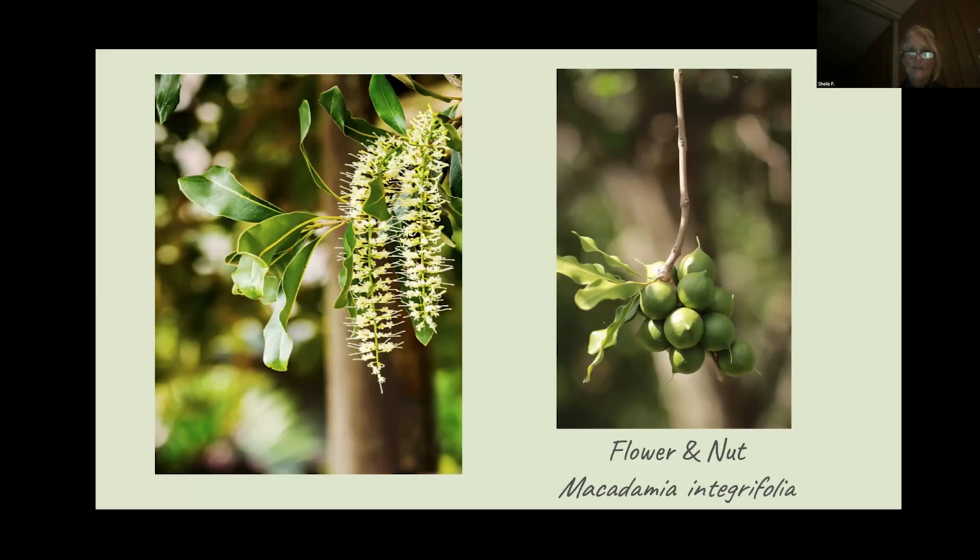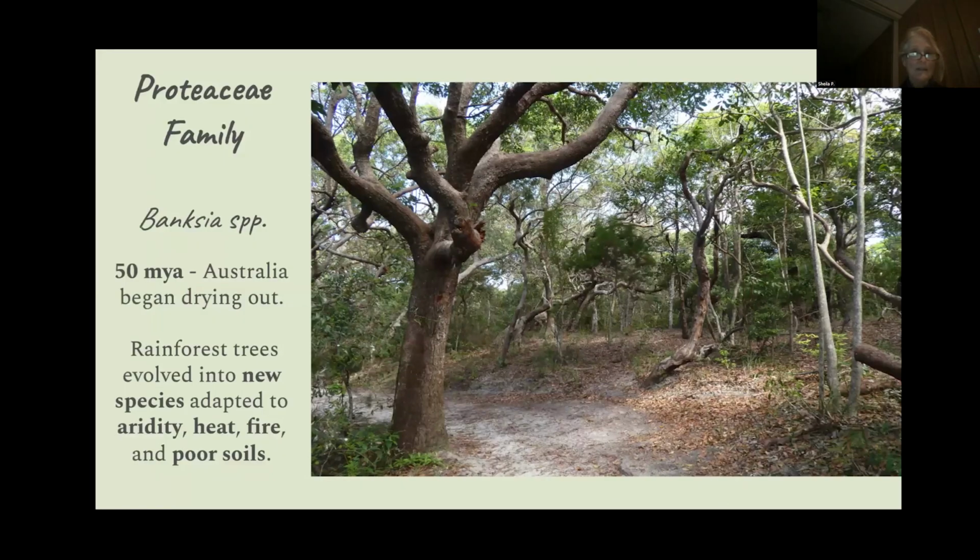All right, so we're going to leave the rainforest and we're going to descend in altitude, because as hard as it is to leave the rainforest, we have to face the reality. And the reality is that Australia has been drying out for the past 50 million years. And the rainforest has contracted into areas of higher elevation and more rainfall.